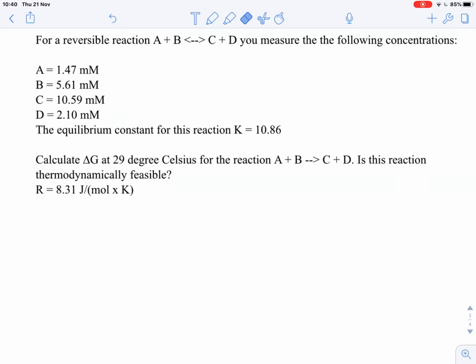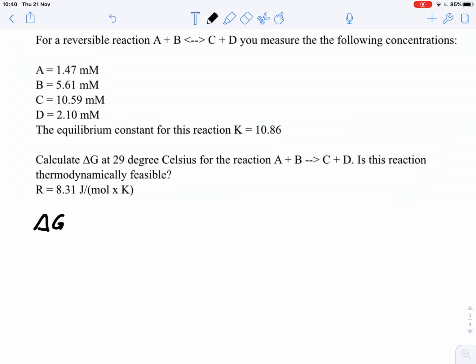Now in this example we are required to calculate delta G at 29 degrees, and we have a reaction with reactants and products, so we are not at equilibrium. And first of all we need to write down the equation in this particular case.